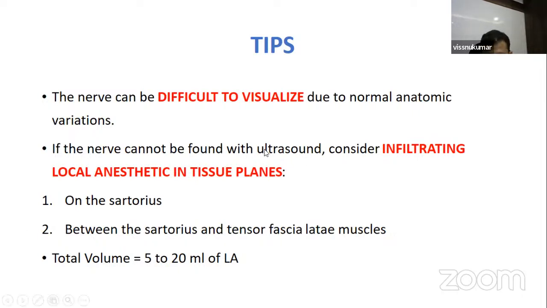And if the nerves cannot be found with ultrasound, infiltrate local anesthetic in the tissue planes, especially on the sartorius and between the sartorius and tensor fascia lata. So if you're infiltrating in two regions, 10 ml over the sartorius and 10 ml between the sartorius and tensor fascia lata muscles. So in this case, I'll be using 20 ml totally.